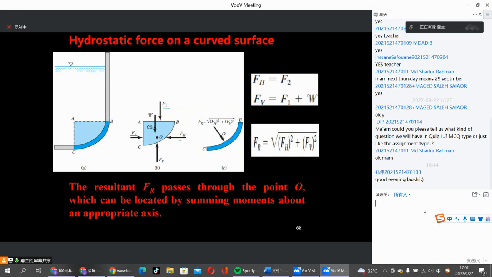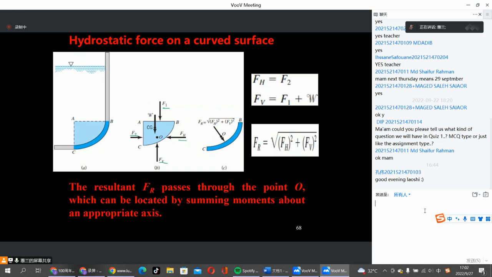So we use its horizontal component and vertical component. Actually, we know for curve BC, it's a distributed pressure loading, right? This will be the resultant force of this distributed pressure loading, okay? Except F1, F2, and the force by curve BC, never forget the weight of the fluid volume.